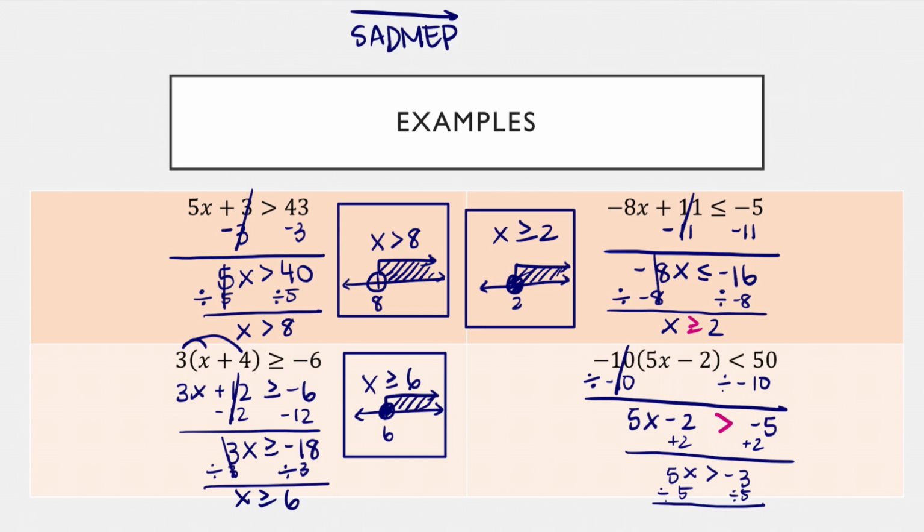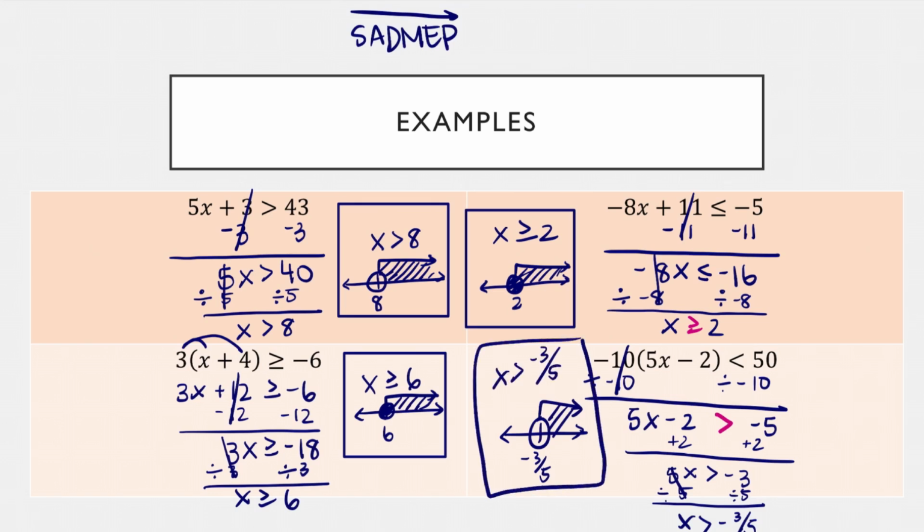and then I do x is more than negative 3/5, and if I was to draw it, I'd have negative 3/5, open circle, and then I'd highlight that side. Ta-da!